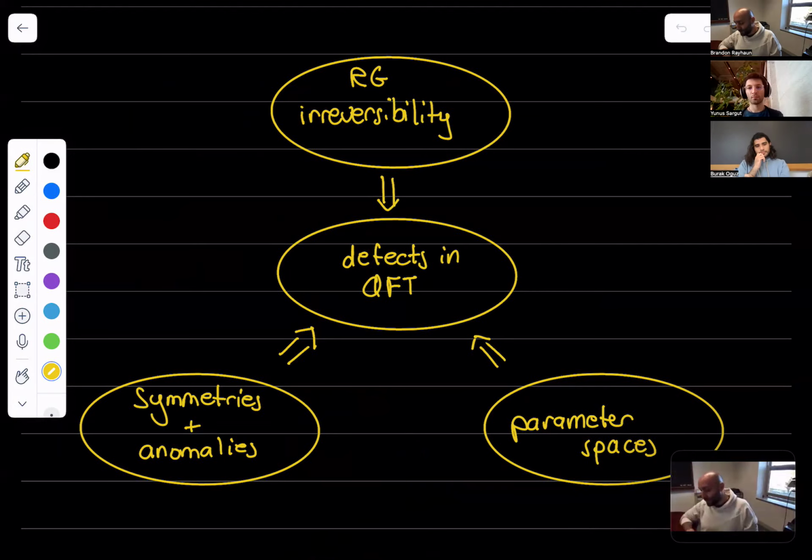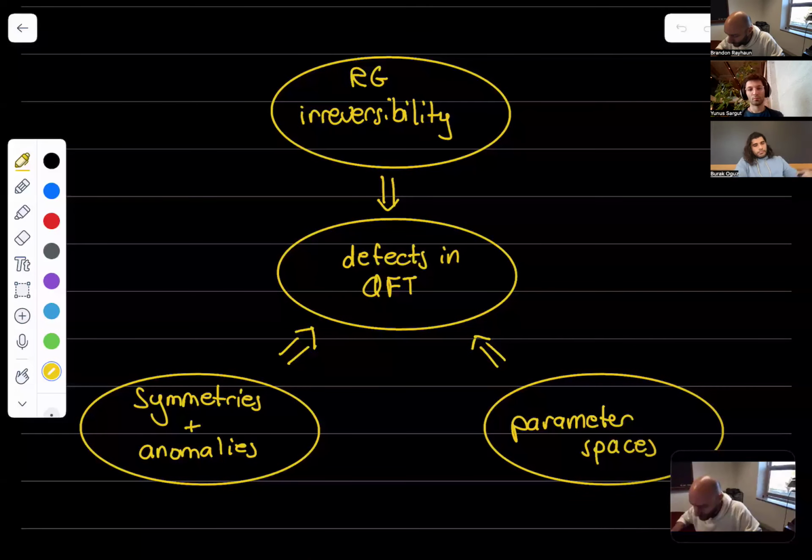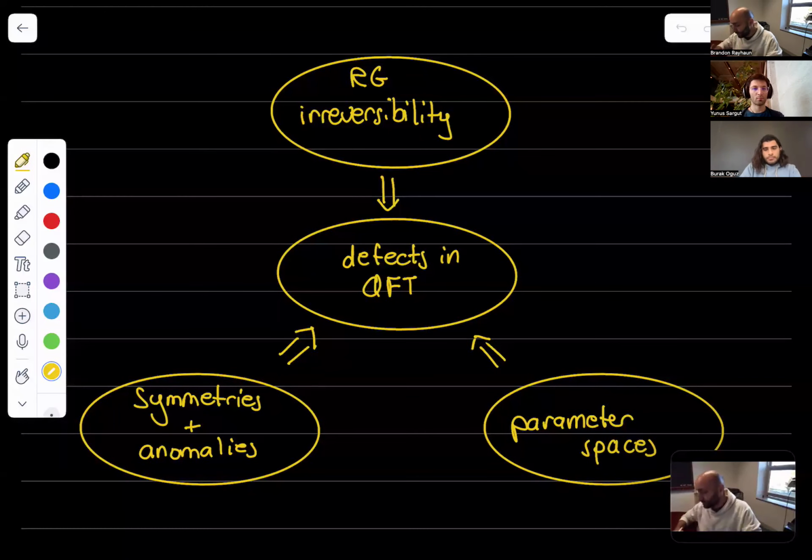The idea will be to use a few tools of the trade in quantum field theory. Some may be more standard, like symmetries and anomalies, or the irreversibility of the renormalization group flow, and some slightly less standard. I'll describe some interesting phenomena that can happen when you have parameter spaces, to learn new things about defects in old examples of quantum field theory.